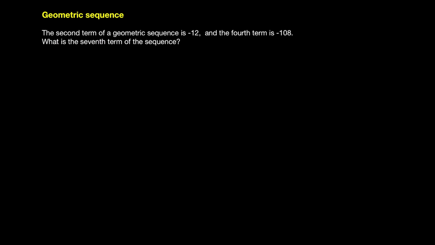Because this is a geometric sequence, let's write down the general term of the geometric sequence. The nth term of the sequence, a(n), equals the value of the first term a times the common ratio r to the power of n minus 1. So this is the general term of the nth term of a geometric sequence.